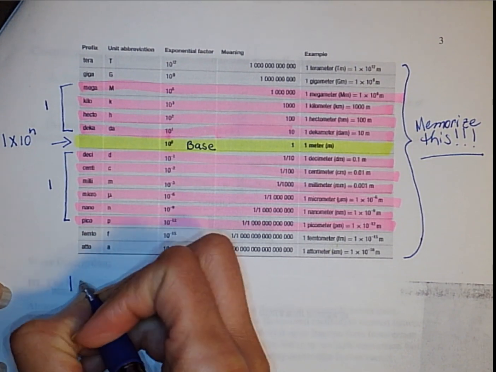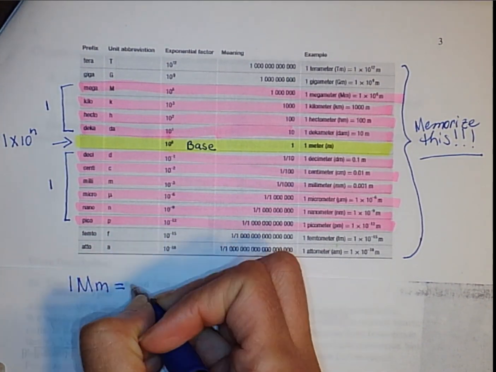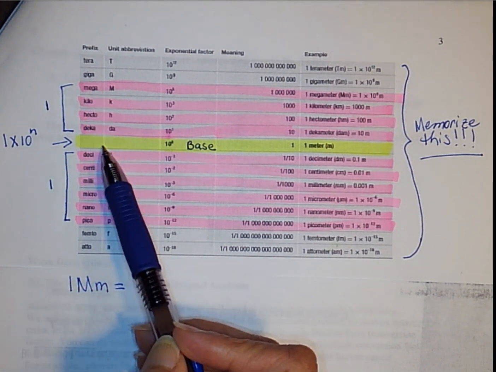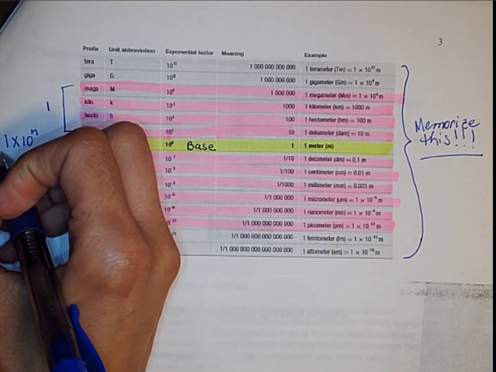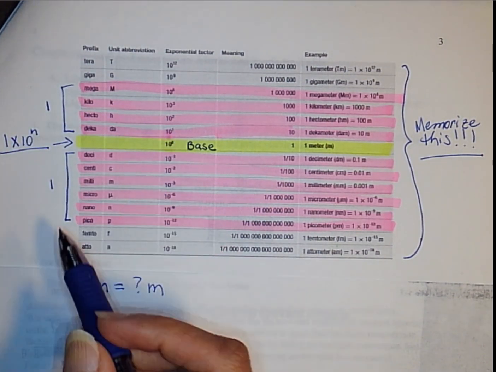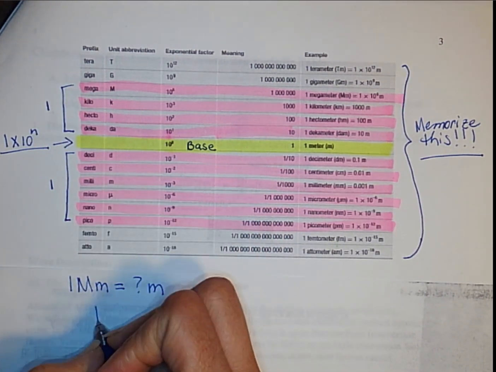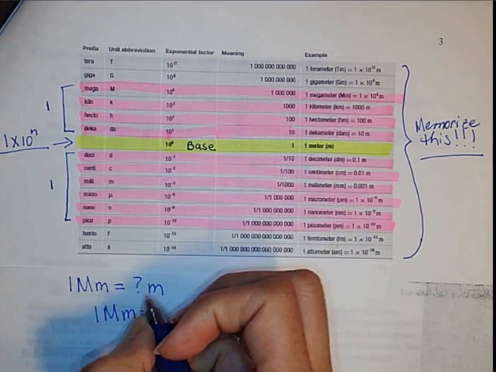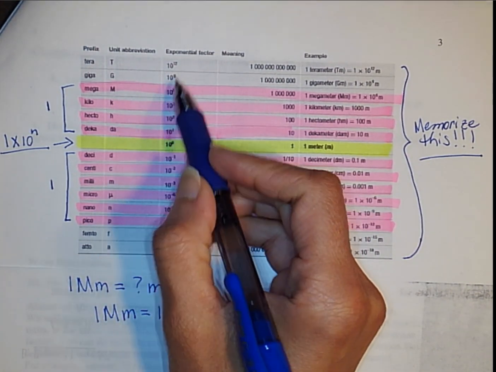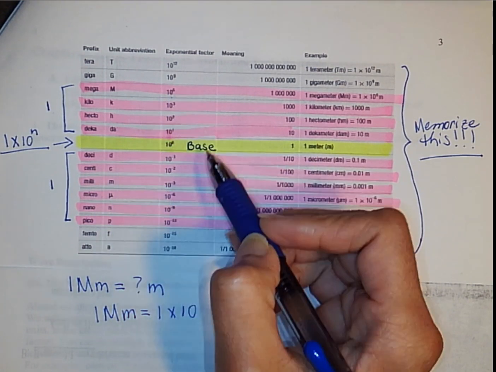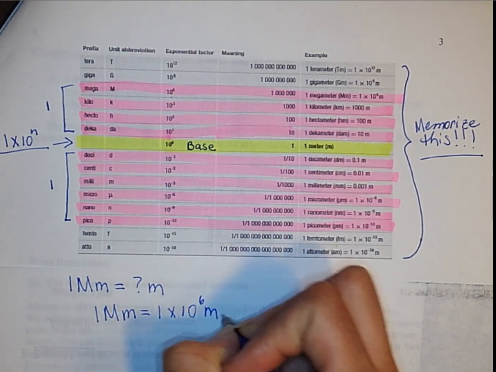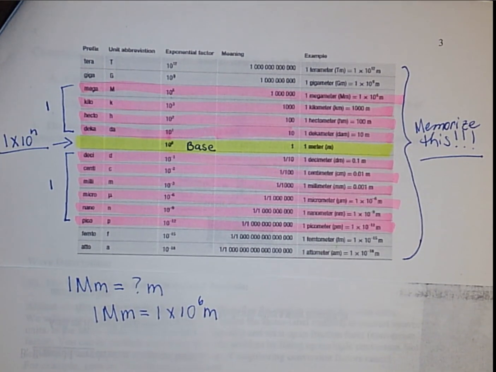First conversion is from 1 megameter. We want to figure out how many meters that is. So you're going from megameters to your base, meters. Keep in mind that your base will always be 1 times 10 to the nth power. In this case, because it's mega, 1 megameter is equal to 1 times 10 to the exponential factor for the base. So 1 megameter actually equals 1 times 10 to the 6th meters, which makes sense. 1 megameter equals about 1,000,000 meters. That makes sense logically.